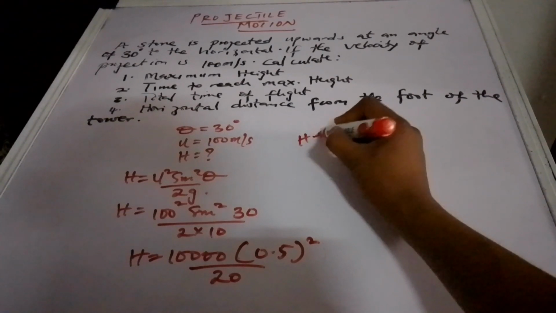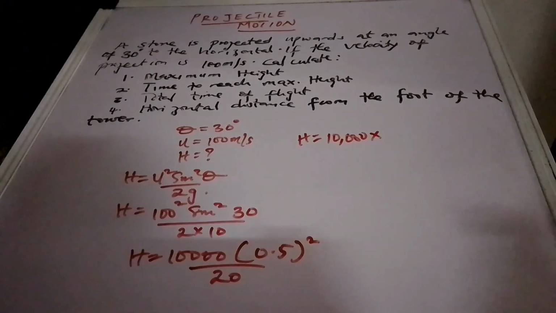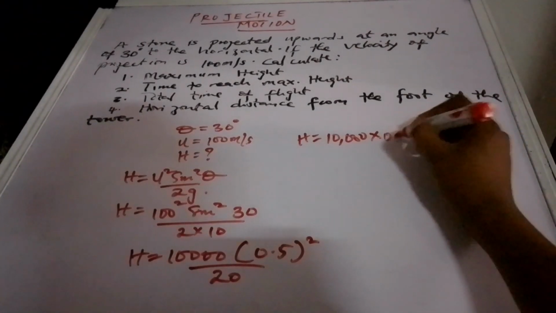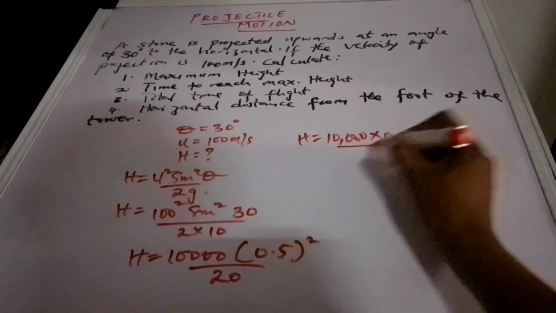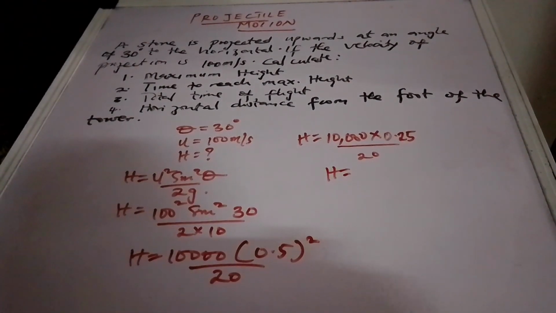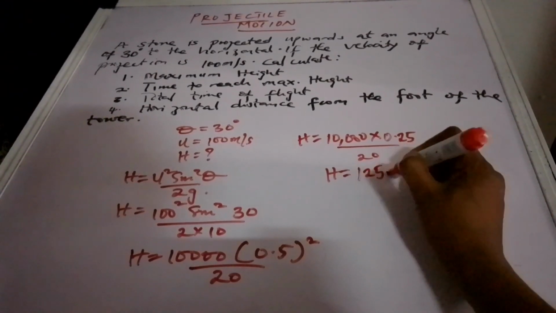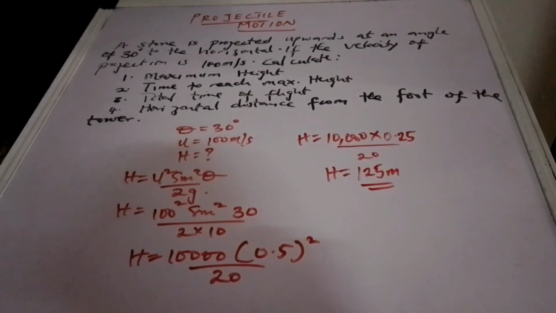So where's our h now? Our h is going to be 10,000 multiplied by 0.5 squared. So 0.5 squared is going to give us 0.25. So let's just look for the final answer like that. So the final answer is 125 meters. So our maximum height is 125 meters.